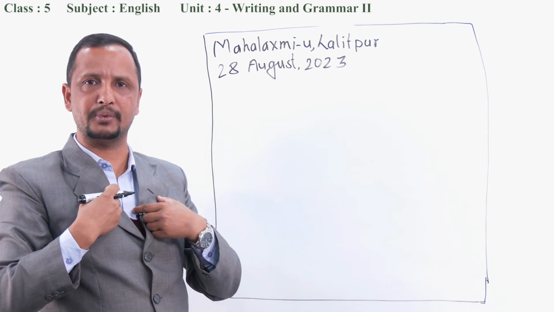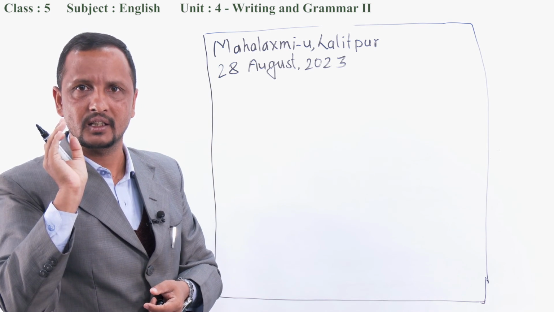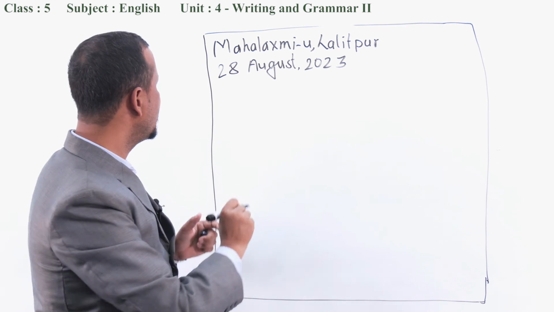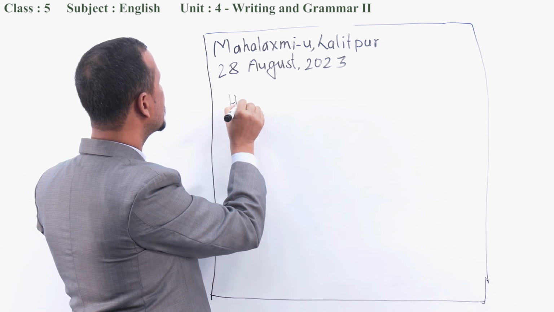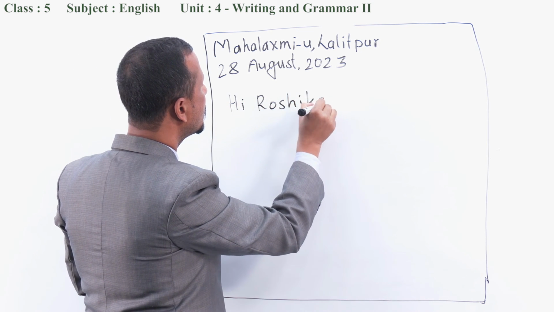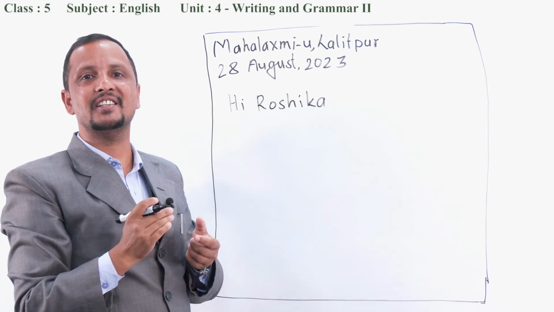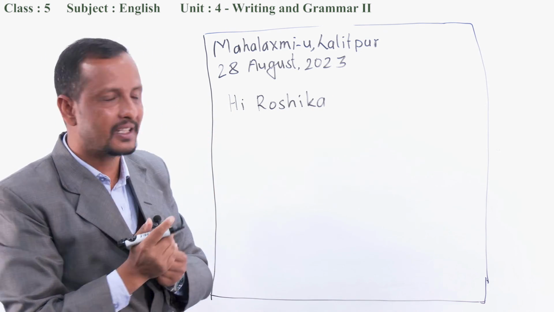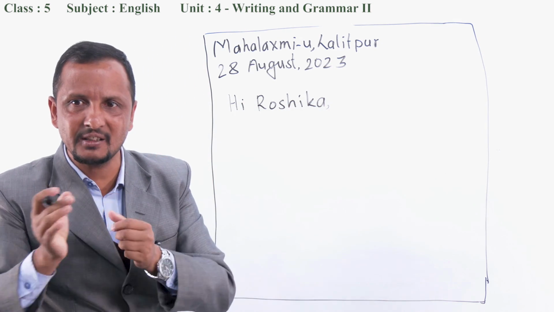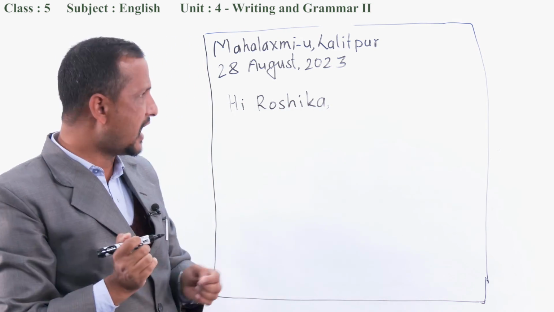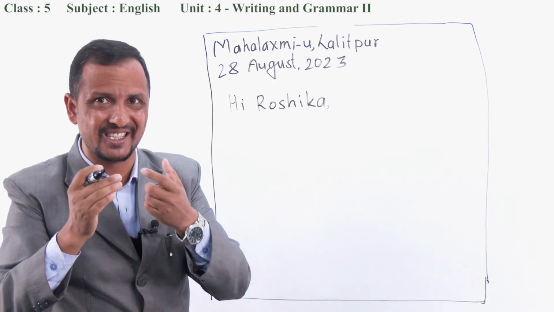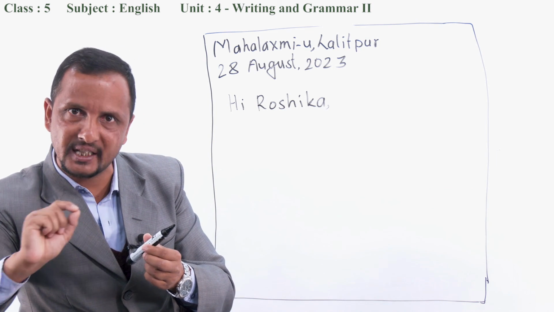Now, yes, Sanu, to whom do we have to write? Rosika. Okay, here you can write, hi, Rosika, or you can write, dear Rosika, like that. And here should be a comma. Okay, are you writing over there? Well, now, dear students, your main work: I just begin one or two lines and you have to complete it yourself.